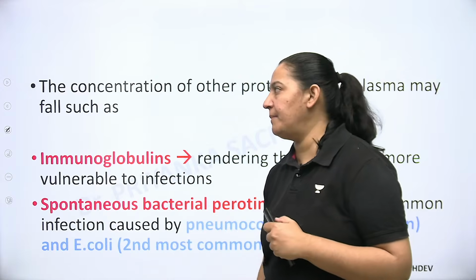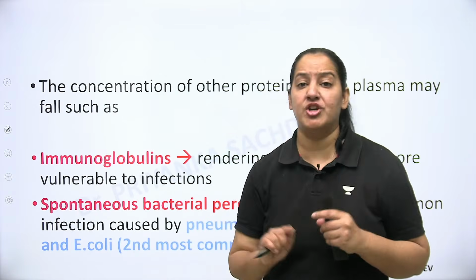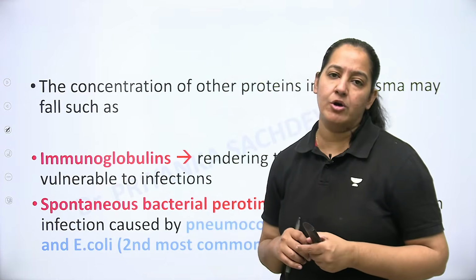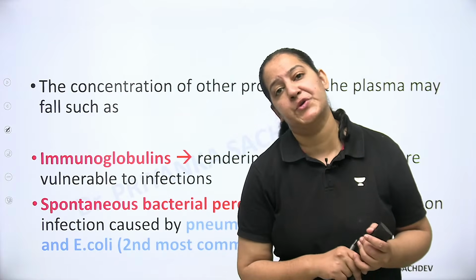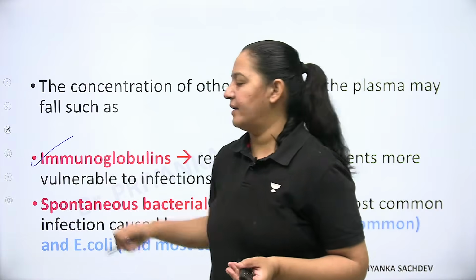Now, along with albumin, some other proteins are lost, but in minor concentration. Mainly, albumin is lost in urine. But what other proteins apart from albumin are lost? Can you list them? Can you tell me the names of other proteins which are lost in urine? The most important is immunoglobulin.